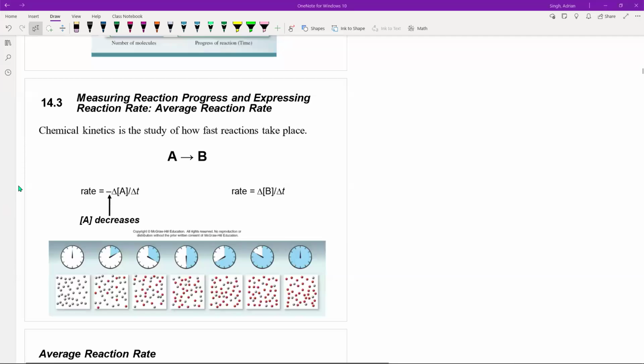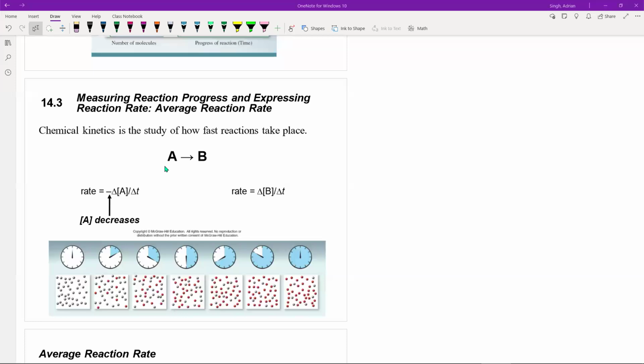All right, so now that we have a general idea of what reaction rate is and some of the factors that can lead to differences in rates of reaction, as well as the collision theory, let's take a look at how we can measure the progress of a reaction and then also how we can express the rate or the speed of a reaction. We'll take a look, first of all, at what's known as the average reaction rate.